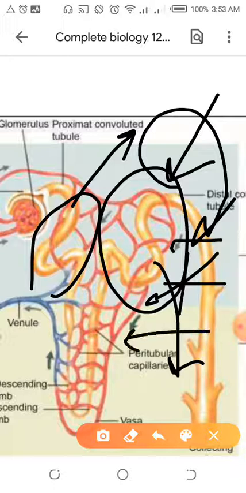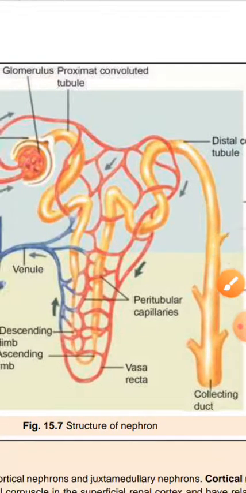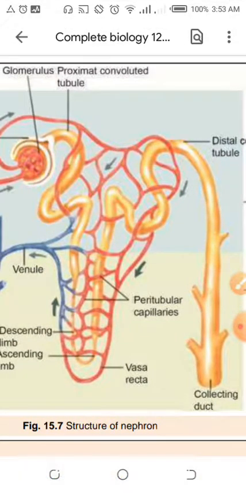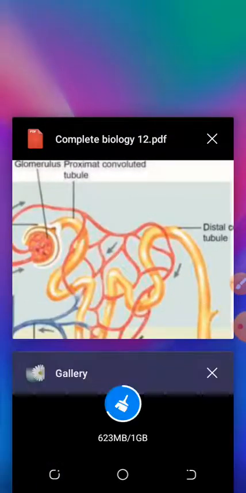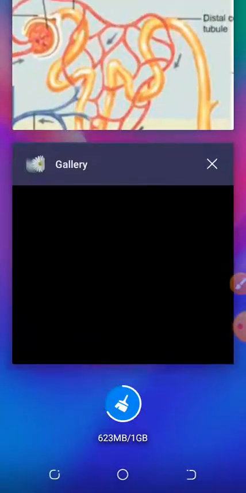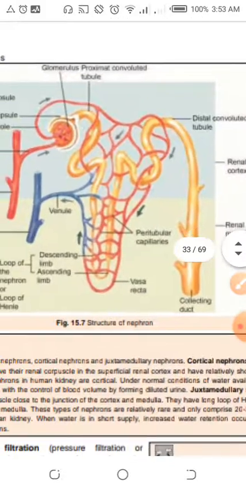The collecting duct opens into the papillary duct, into the renal pelvis. What is the location of the nephron? In which part of the kidney is this nephron present? Cortex and medulla. So 2-3 slides I just want to show you in today's lecture. The nephron is a very important, integral part, and I will tell you 2-3 things more about the nephron.